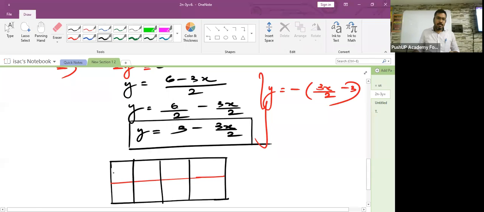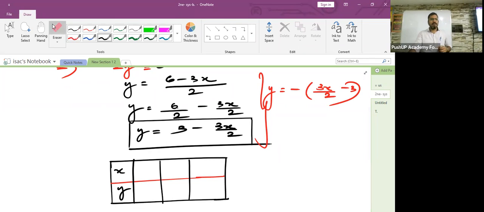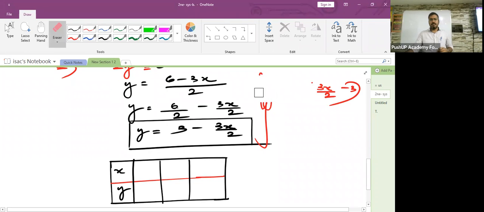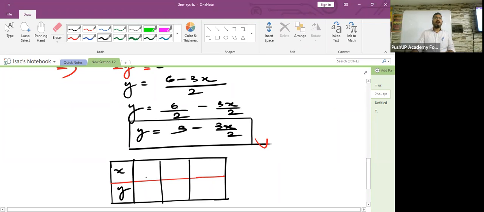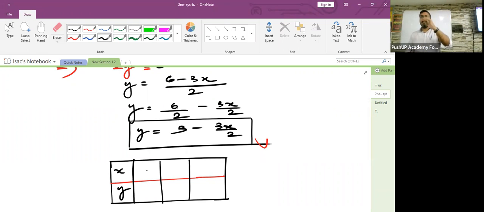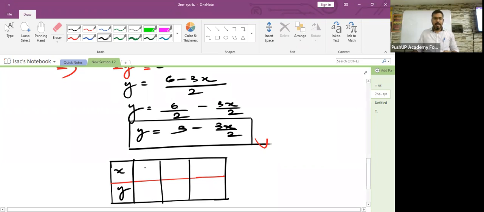So the next table, x and y. Which is the first value that you're going to take? 0. All right, take 0, no problem. Perfect suggestion. Albi, come in front now. Why are you going there, man? Sit here. You also, Aditya, sit here. Yeah, x is equal to what? 0. So y will be what? 3 minus 3 into 0 by 2, which is 3 itself.